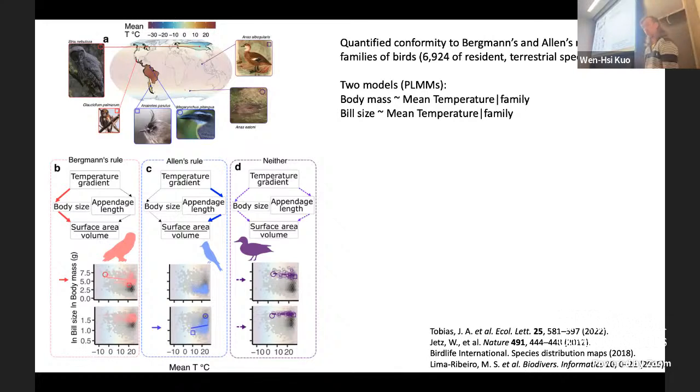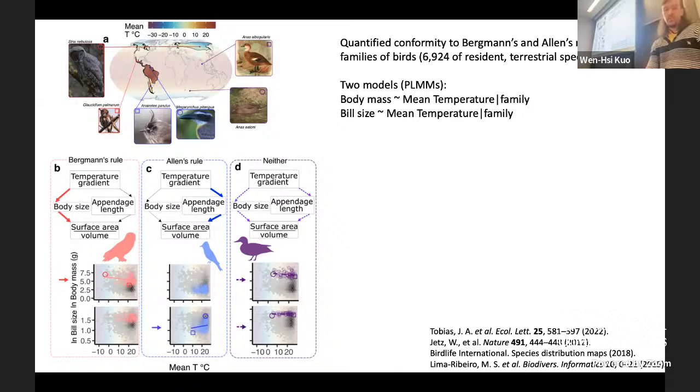The first one, which allowed us to quantify the conformity of each family to Bergmann's rule, had body mass as a response variable, as a proxy for body size, mean temperature as a predictor variable, and then we allowed for phylogenetically pooled random slopes of temperature. We did the same approach to quantify conformity to Allen's rule, where we analyzed bill size as a function of mean ambient temperature, again allowing for the same phylogenetically pooled family-level random slopes.